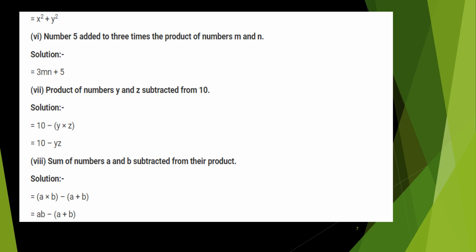Sum of numbers a and b subtracted from their product. So a multiplied by b minus a plus b. So what will be their product? a multiplied by b, minus a plus b. So ab minus bracket a plus b, or otherwise you can write ab minus a minus b, because minus into plus will be minus. Otherwise it's right. You can leave it there.